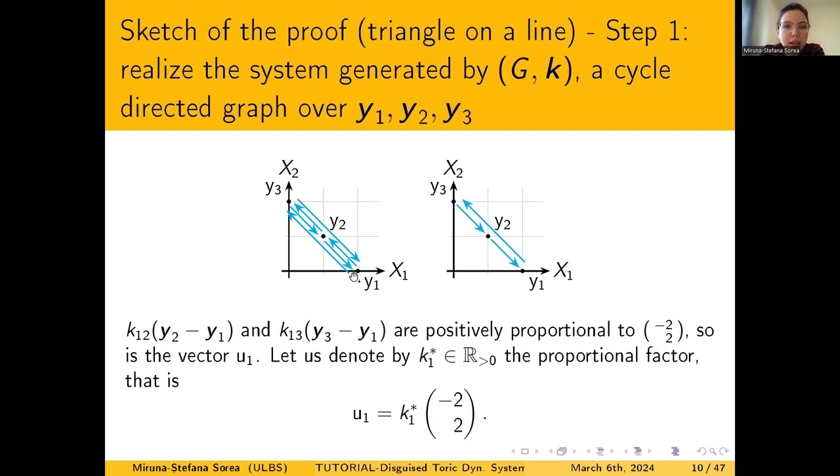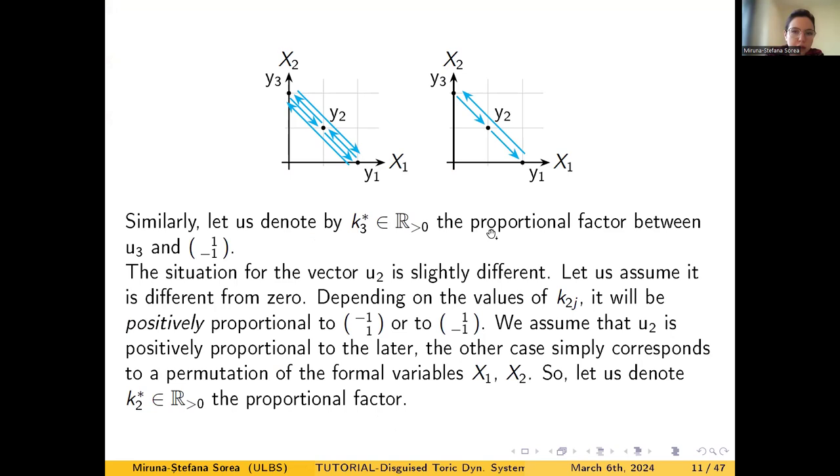I was planning to look at the left-hand side. 1, 2, and 1, 3 in the left-hand side graph. Here they are obviously positively proportional to -2, 2. So we can have -2, 2 times a k1 star proportionality factor for their resultant. Similarly, if we look at the edges that come from 3, 3 towards 2 and 3 towards 1, you also have such a situation.